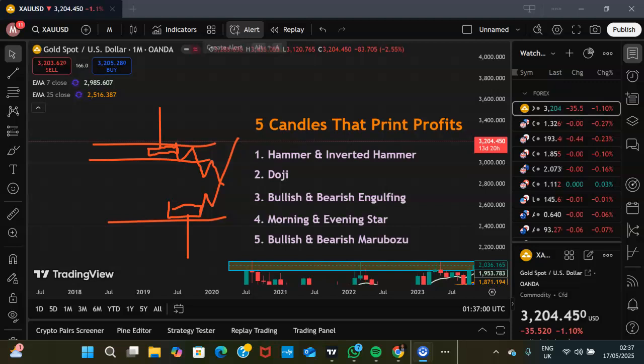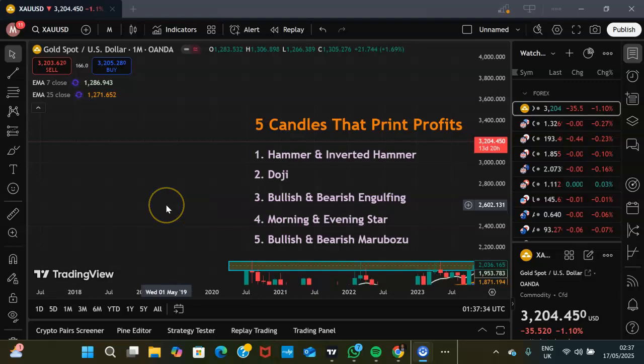Using these concepts, you don't want to use them alone, but most times they increase the probabilities of our trade. Without wasting too much of our time, I'm going to be talking about the third candlestick pattern, which is the bullish and the bearish engulfing.